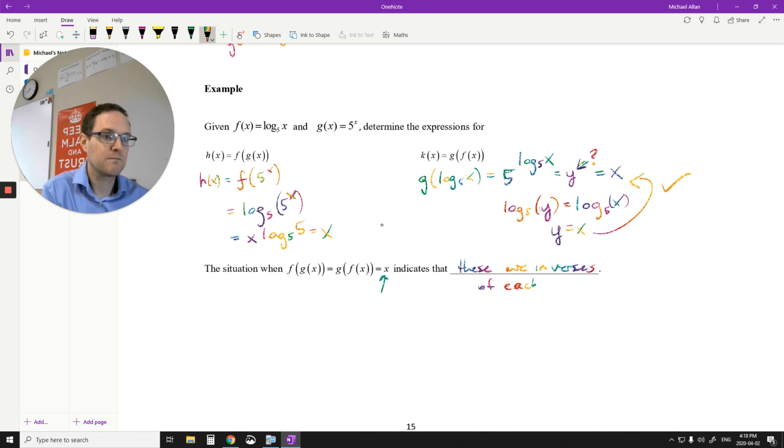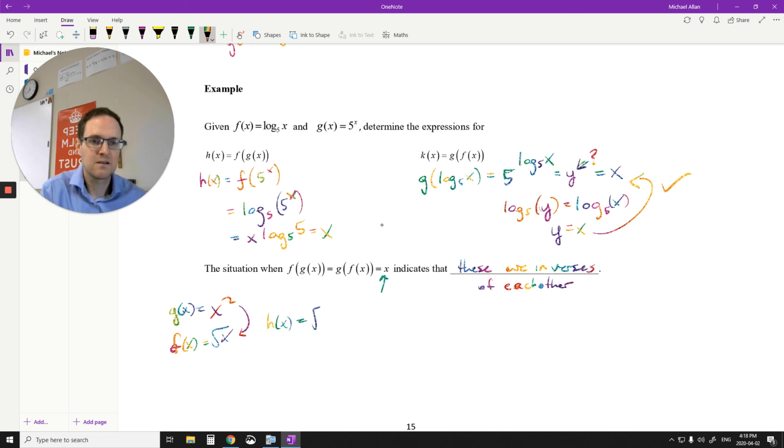And this works for all inverses, right? So think about x squared as f of x. The inverse of x squared is the root of x. If I put one into the other, I make my new equation, and I get x out. Or if I put it the other way, and I square it, I get x out. So these are inverses of each other.